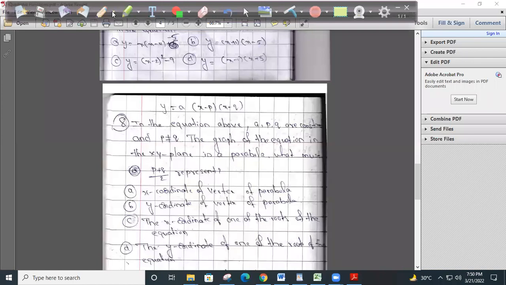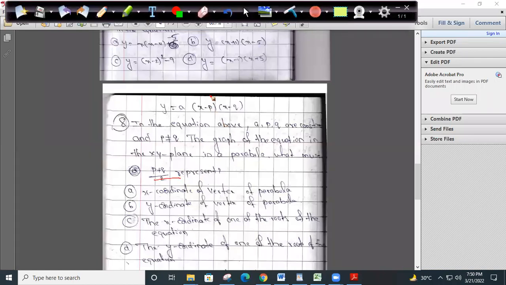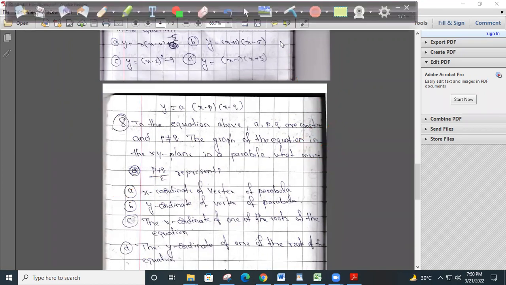So clearly they're asking what p plus q by 2 represents. What are p and q? p and q are the x-intercepts. p plus q by 2 is the midpoint. Midpoint of what does this give? The x value of the vertex, or the x coordinate of the vertex of the parabola. So definitely A for Agra should be my answer. 100% A for Agra should be my answer.